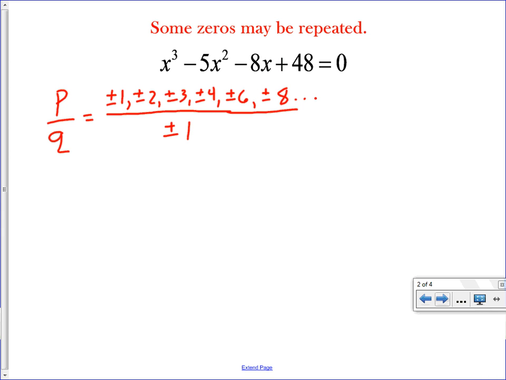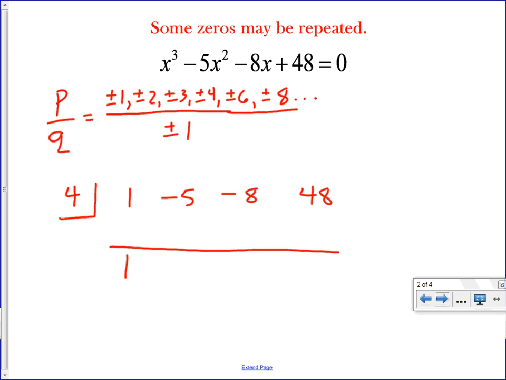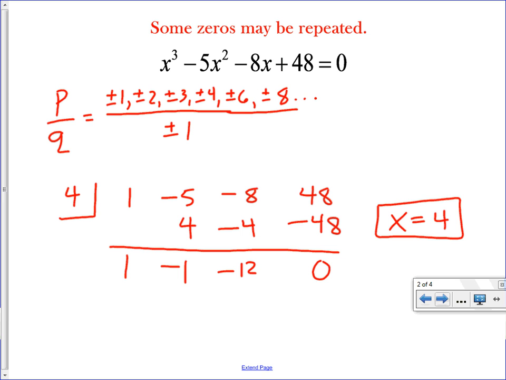So let's just pick a number to start with and test. How about positive 4? We test that in synthetic division here. We use 1, negative 5, negative 8, 48. Remember that we're looking to get 0 as our remainder. And if we get 0, that means positive 4 is one of the solutions. So let's see what happens. Bring down the 1 and multiply, add, and multiply, add, and multiply. And sure enough, 48 minus 48 gets us a 0 as our remainder. So x equals 4 is one of our solutions. And I'll put that over here so I don't forget that I've already got it.